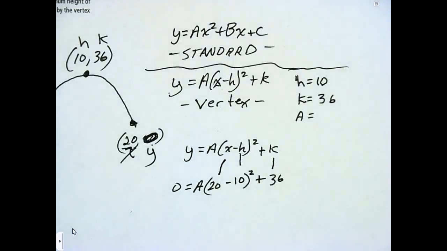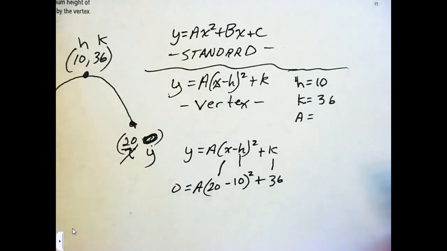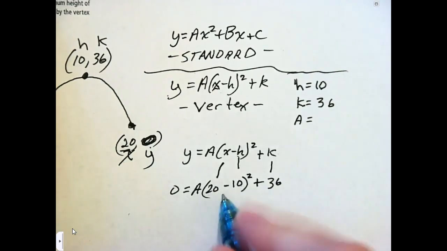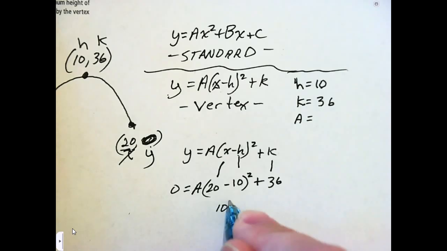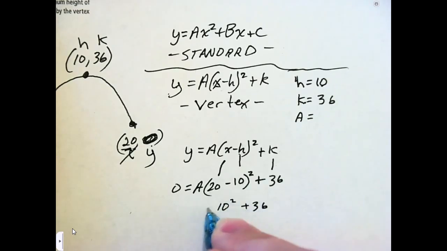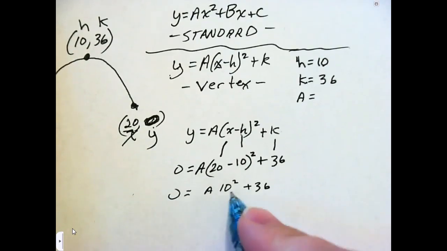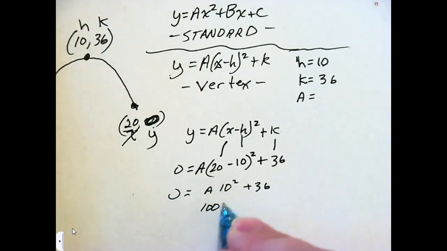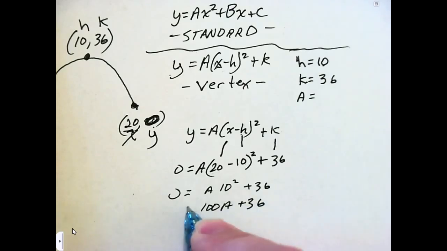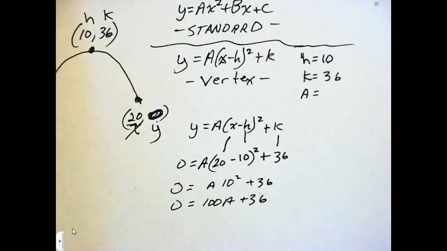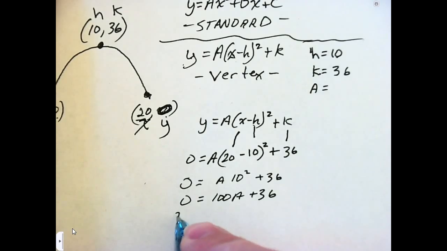Hey, volunteer. Yes, Sarah. Good. Yeah, you can find A, and then you can plug A in. So 20 minus 10 is 10 squared plus 36 times A equals 0. 10 squared is 100, so I have 100 A's plus 36 equals 0. Subtract 36. Negative 36 equals 100 A's.